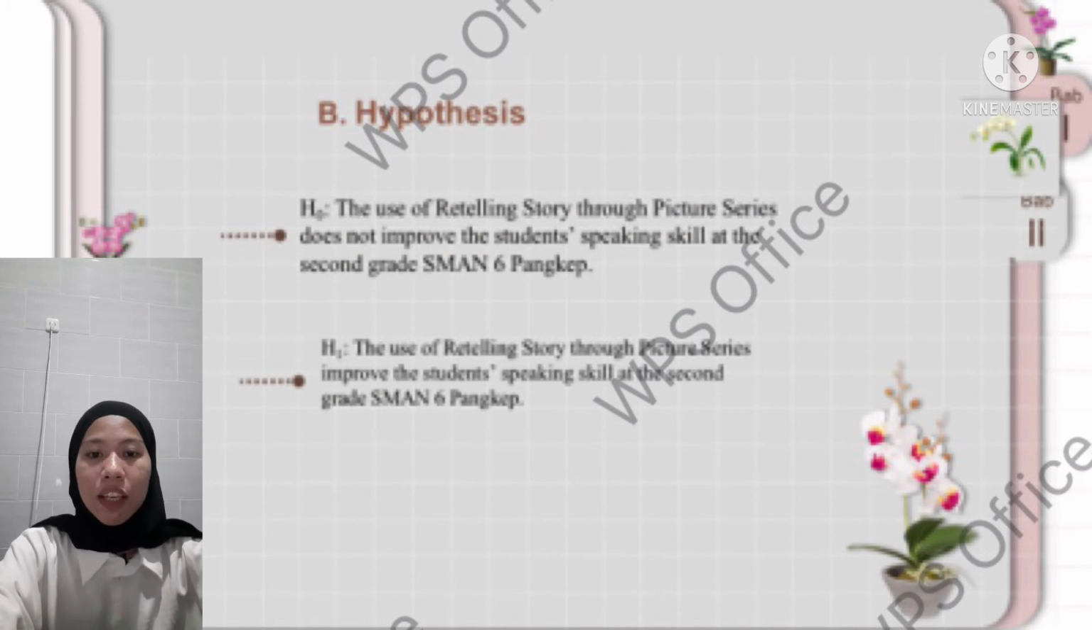B. Hypothesis. H0: The use of retelling story through picture series does not improve the student speaking skill at the second grade of SMA Negeri 6 Pangkep. H1: The use of retelling story through picture series improves the student speaking skill at the second grade of SMA Negeri 6 Pangkep.